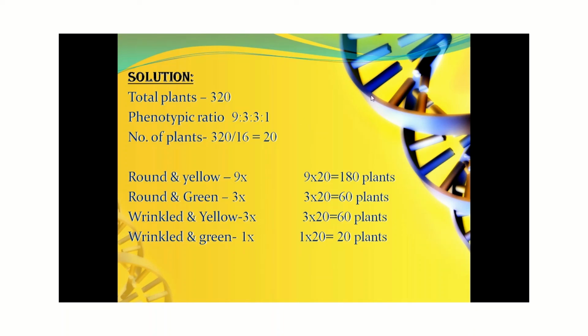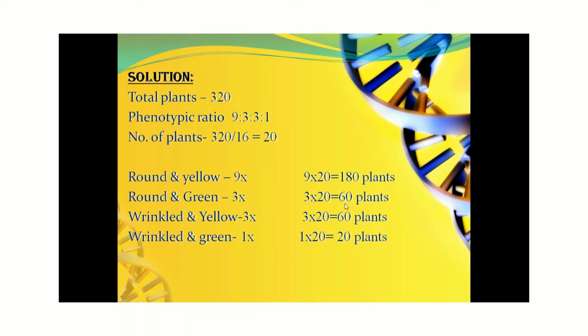But here we have taken round and yellow plant, and wrinkled and green. So we got the x value as 20. We divided the total number of plants by 16. How did we get 16? We added these all, 9 plus 3 plus 3 plus 1, which is the phenotypic ratio for the second law. Now this x value we are getting is 20. Now we substitute this, multiply by this x value. 9 into 20, 180 plants. Round and yellow were 180 out of the 320 plants.